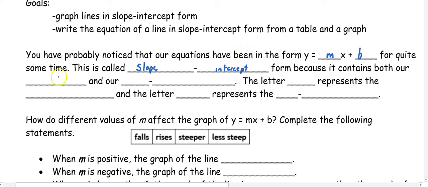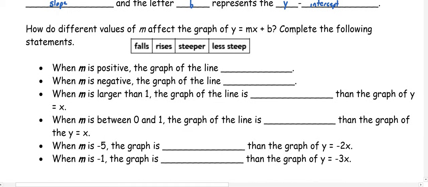because it contains both our slope and the y-intercept. The letter m represents the slope, and the letter b, the lowercase b, represents the y-intercept. It's only the y-coordinate of the y-intercept, as you remember from before. So how do the different values of m affect the graph of y = mx + b?